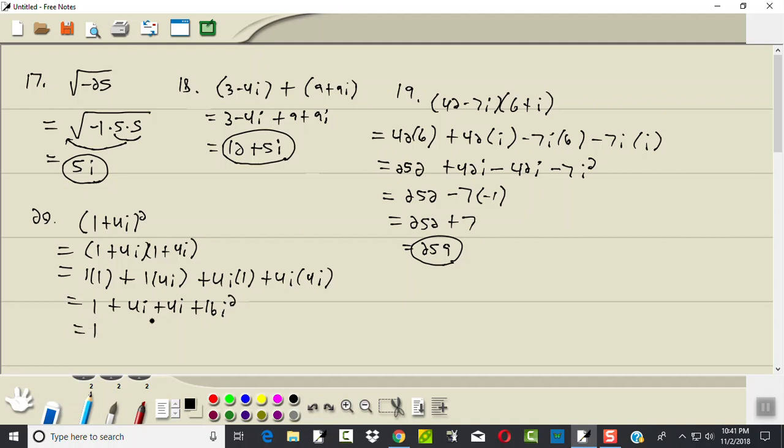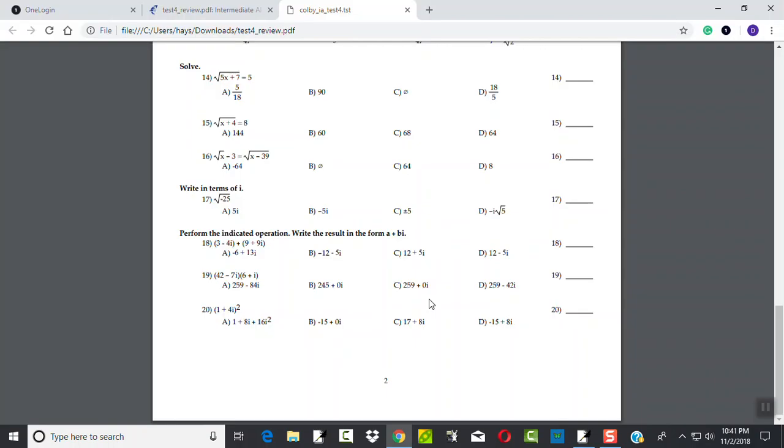Now we always combine together i's. 4i plus 4i is 8i. And remember, we always replace our i squared with negative 1. So we're going to have 1 plus 8i. 16 times negative 1 is negative 16. 1 minus 16 is negative 15 plus 8i. And that would be our answer.